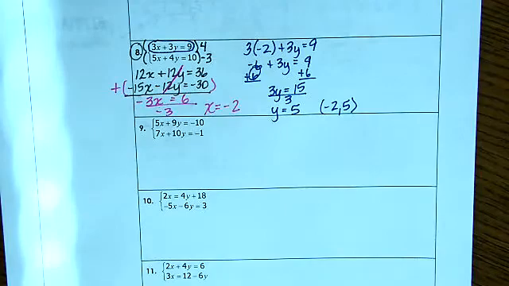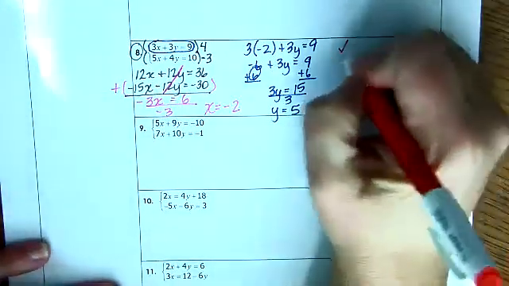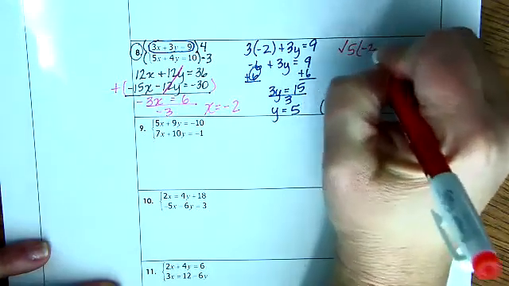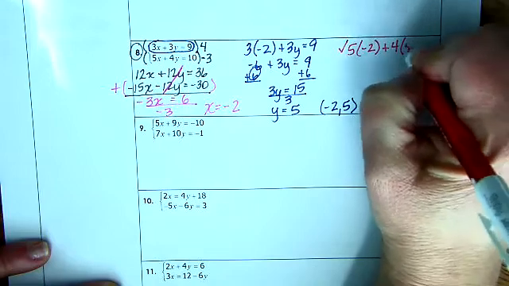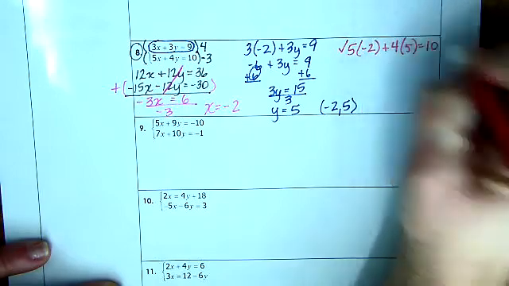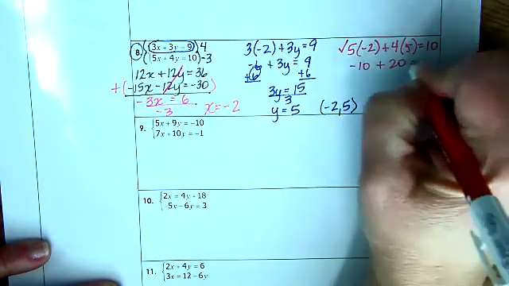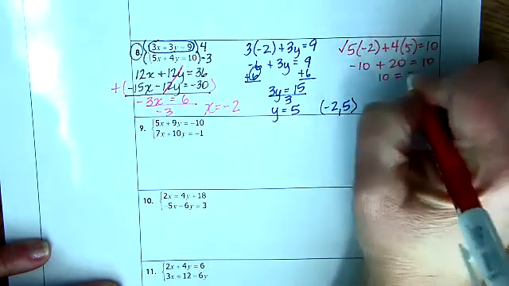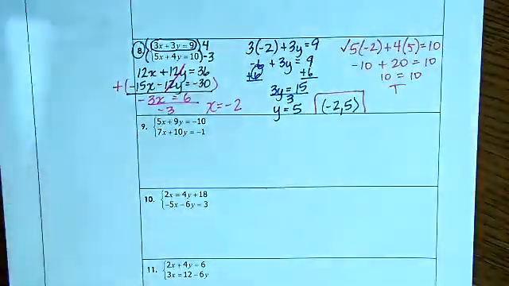Let's check to make sure. So plug it in and we have 5 times -2 plus 4 times 5 equals 10. So I have -10 plus 20 equals 10. So that's 10 equals 10. This is true, so this is my correct answer.